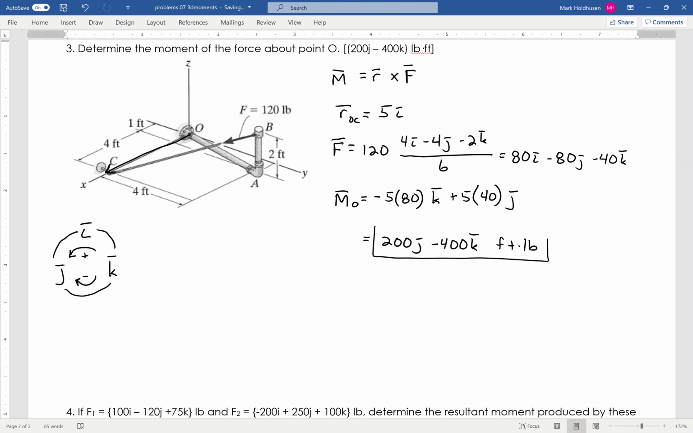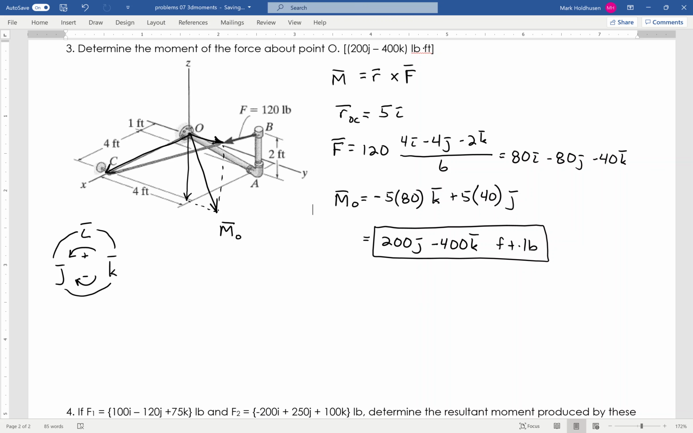Now, again, let's talk a little bit about what that means. So this is a moment vector that has, we'll say, that much component in the y direction, and then twice that much in the z direction. Right? So it's on that YZ plane. None of this is in the x-axis. So that resultant moment, or I should just say the moment of that force, is in that direction.